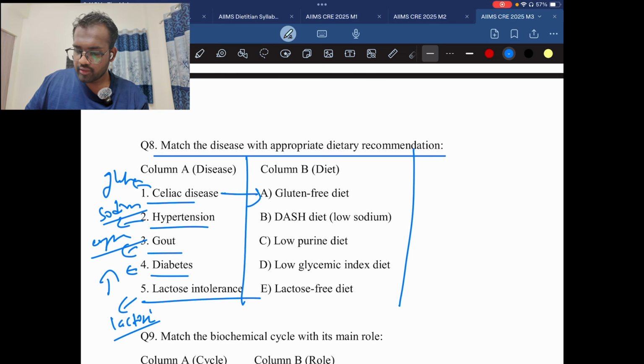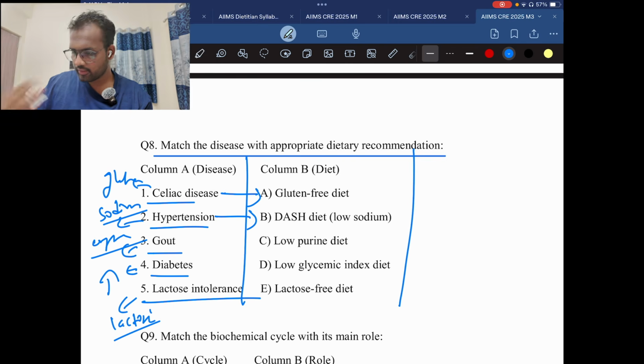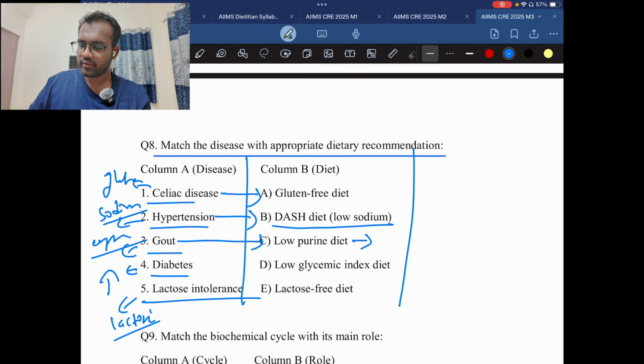Celiac disease is related to a gluten free diet. Hypertension is related to the DASH diet, dietary approach for hypertension, a low sodium diet. Gout needs a low purine diet. Purine means there are pyrimidines and one pentose group, and it comes under nucleic acids.